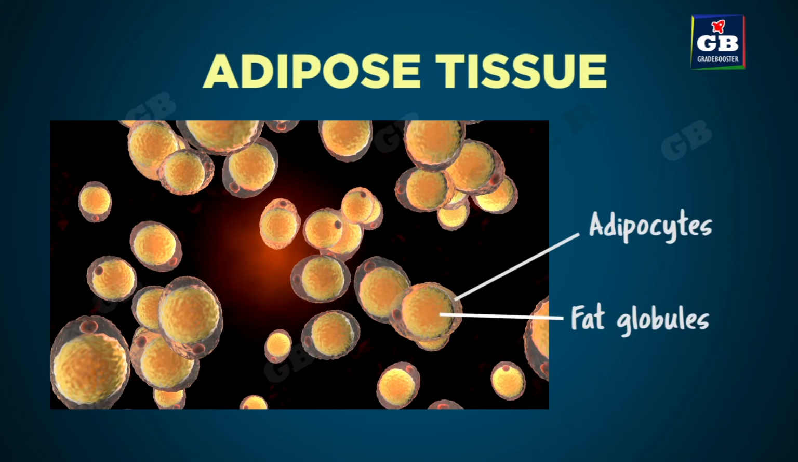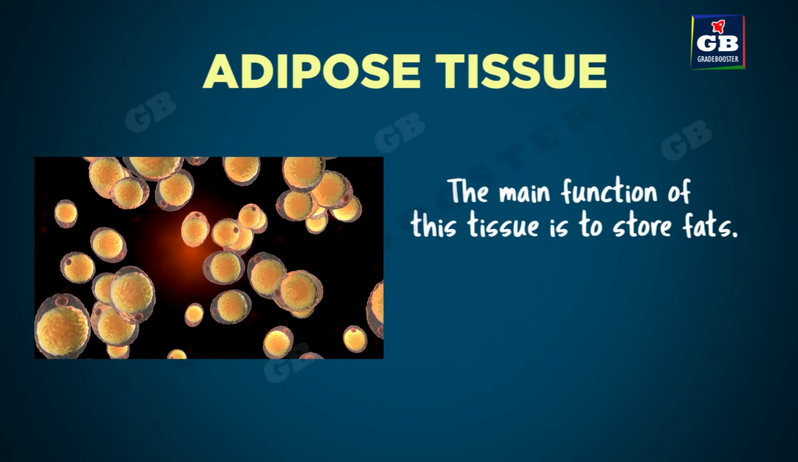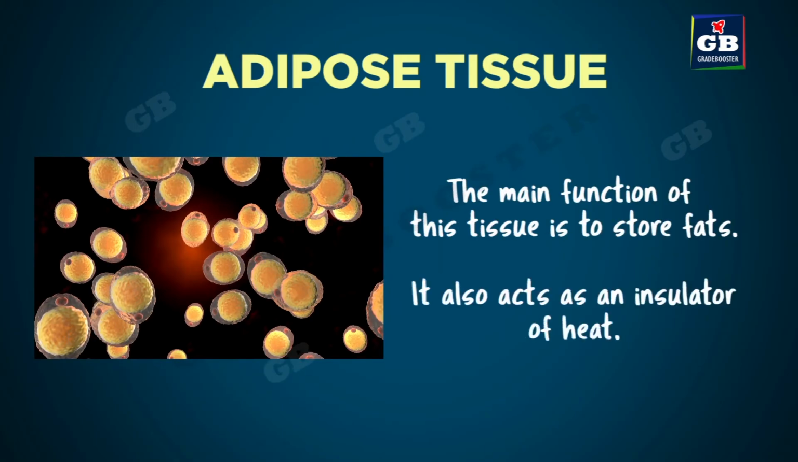These cells are filled with fat globules. The main function of this tissue is to store fats. It also acts as an insulator of heat. This is all about the connective tissues in animals.